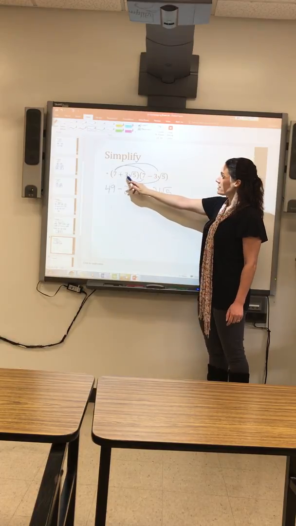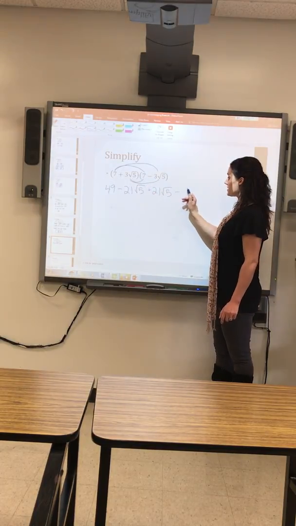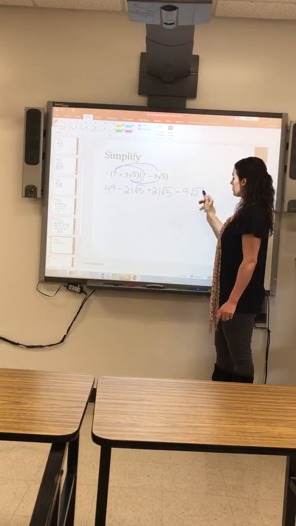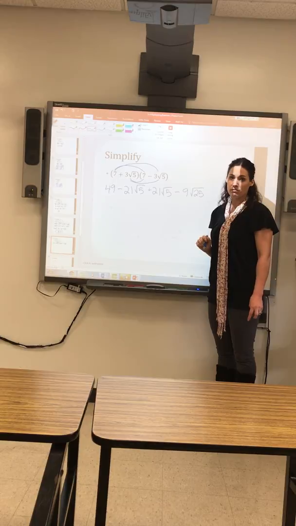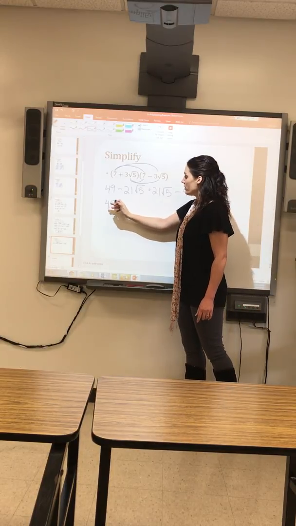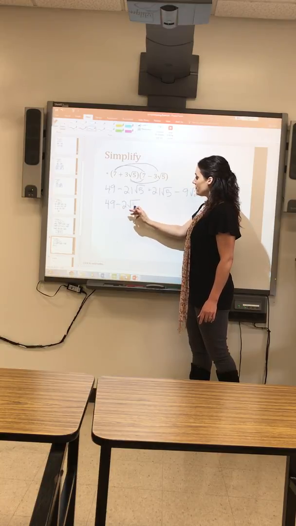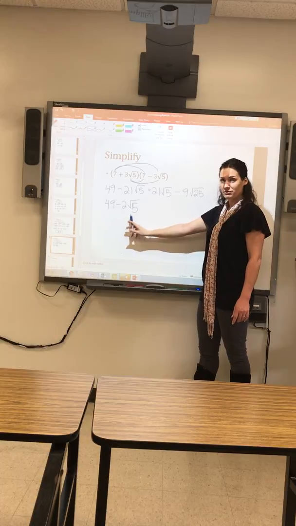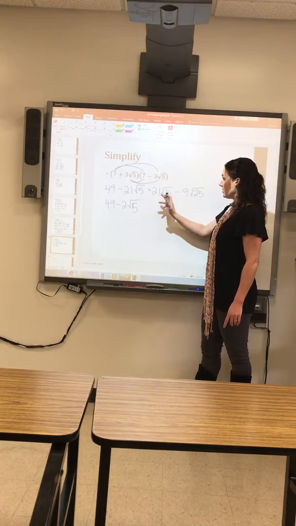When we multiply these, 3 times minus 3 is going to be minus 9. Square root of 5 times square root of 5 is square root of 25. Multiply the radicands together. So let's see what we can simplify. 5 cannot be simplified.